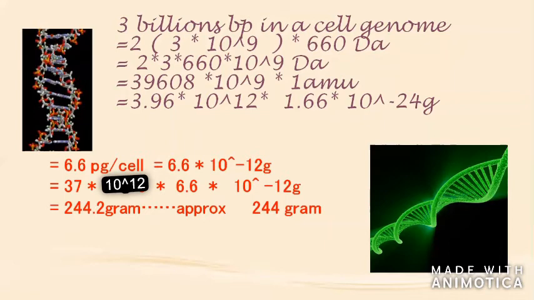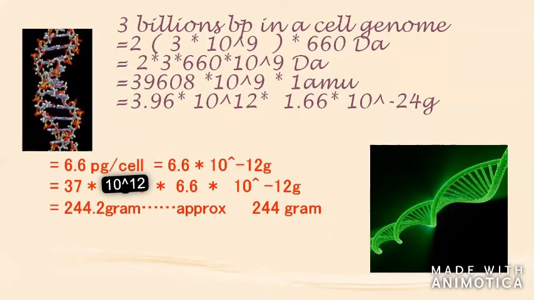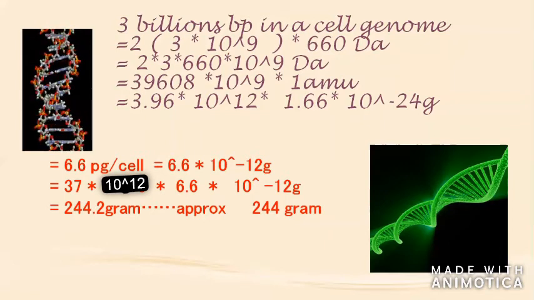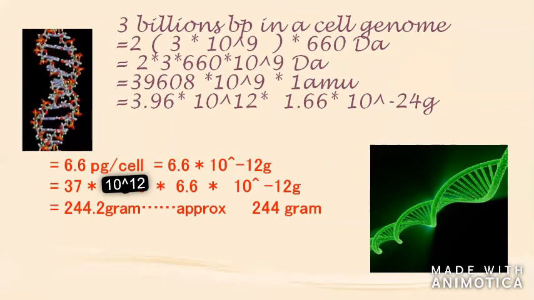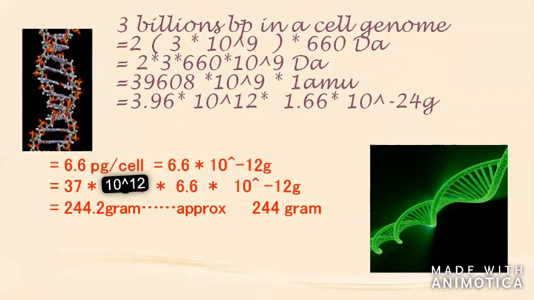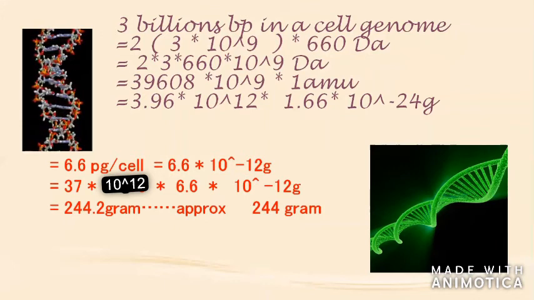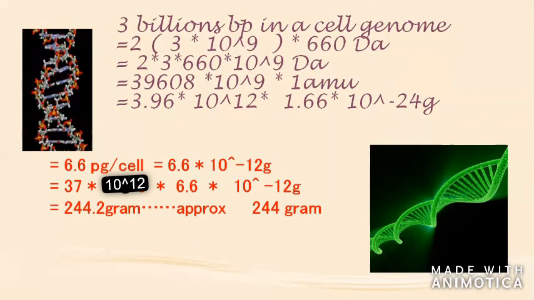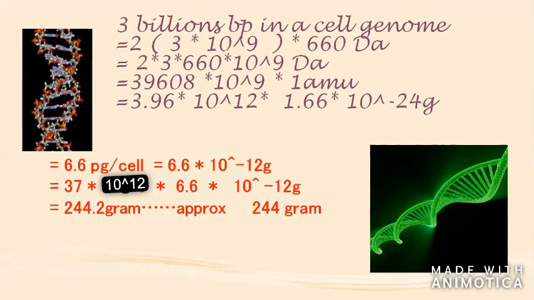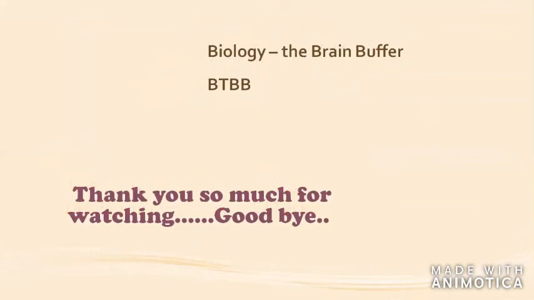244 grams of DNA is present in the total human being. It is not per each cell. In each cell we have 6.6 picogram. So if we consider a complete adult human being with 37 trillion cells, the total amount of DNA is 244 gram. That is the answer. I think it will help you to understand the total concept of it.